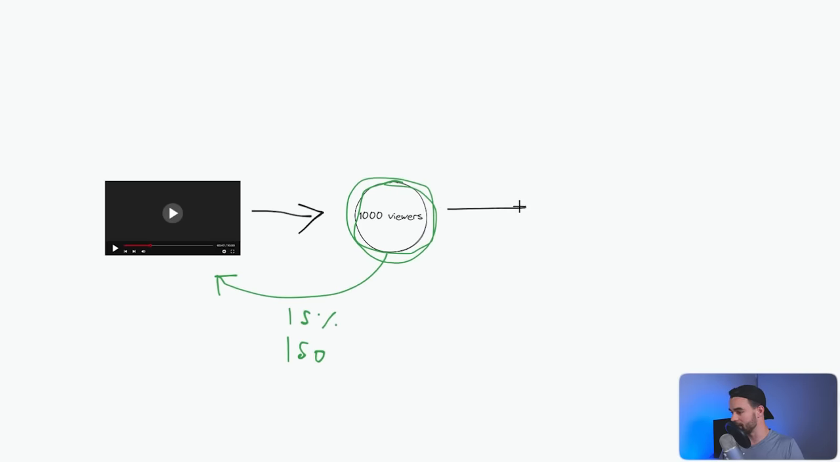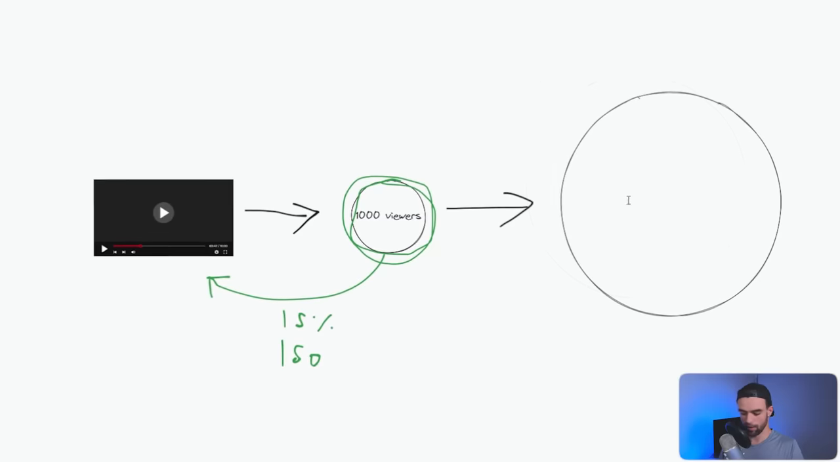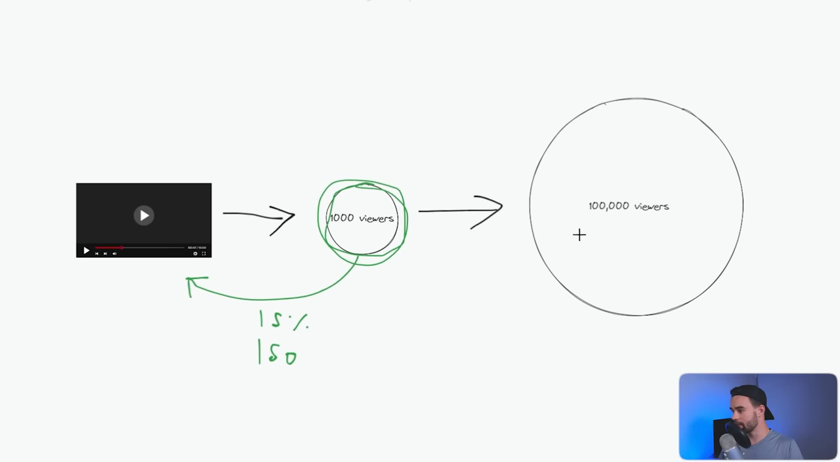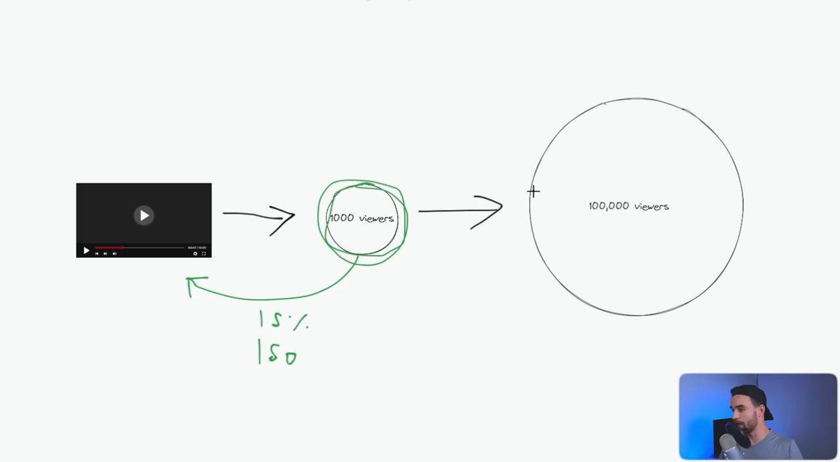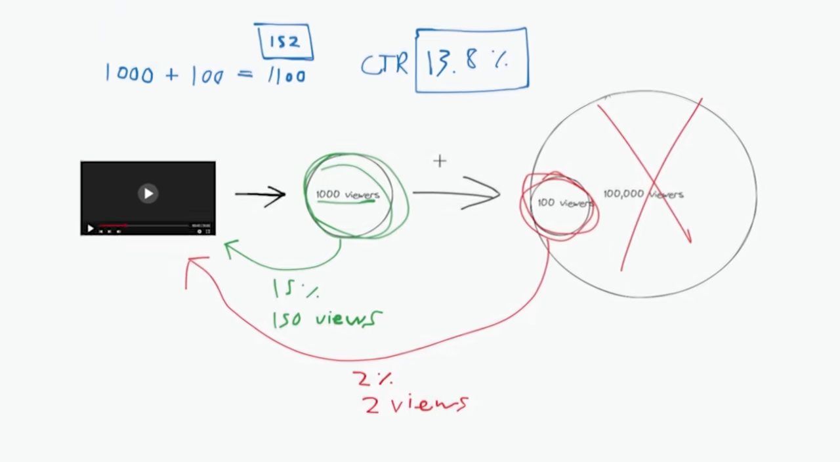So YouTube does the same thing. It starts promoting our video to a larger audience of 100,000 people. And it starts out by doing the same thing that we did up here. It's going to promote it to a small segment of viewers. But let's say this time YouTube promotes this video to this small percentage of audience, but they react far more positively than they did up in this scenario.